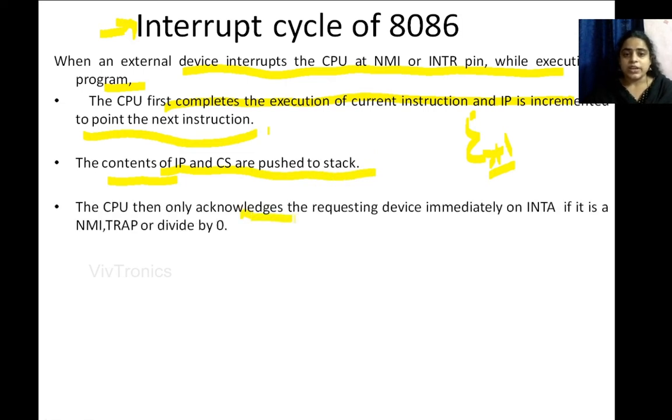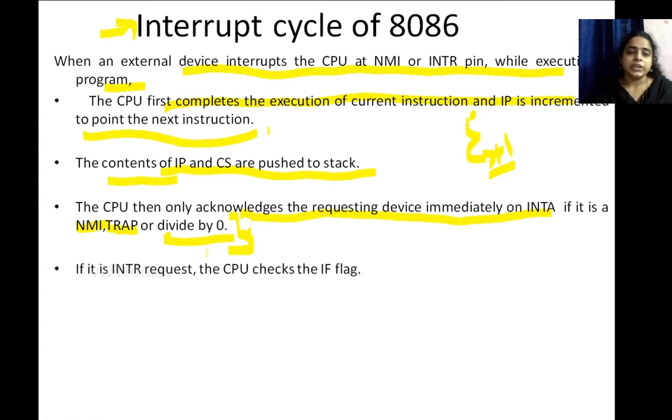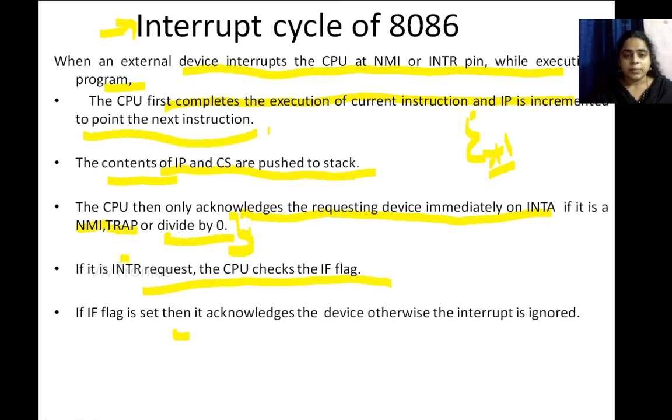The CPU acknowledges the requesting device immediately on INTA if it is a non-maskable interrupt, trap or divide by 0. Only for these three interrupts does the CPU acknowledge immediately via the interrupt acknowledge pin. If it is an INTR request, the CPU checks the interrupt flag. If the interrupt flag is set, then it acknowledges the device, otherwise the interrupt is ignored. So if IF is equal to 1, then only will interrupt acknowledgement be sent for an INTR request. When the interrupt flag is 0, the interrupt is ignored.